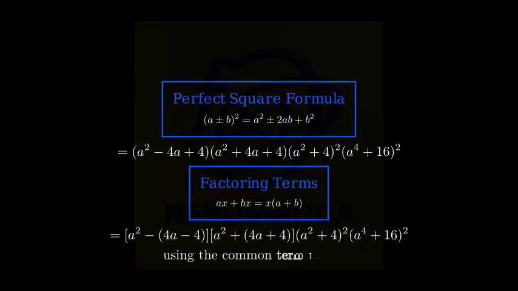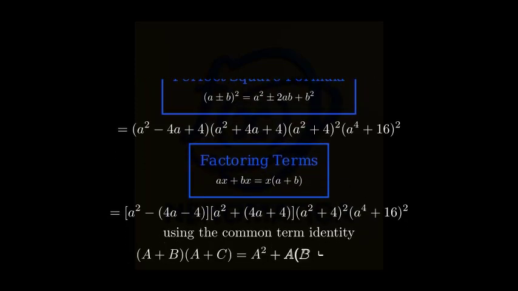Now, we'll use a common term identity to simplify further. The identity states that (a + b)(a + c) equals a² + a(b + c) + bc. This will help us expand the product of the first two factors. Let's apply this identity to our expression.